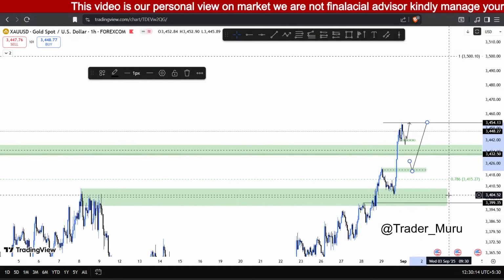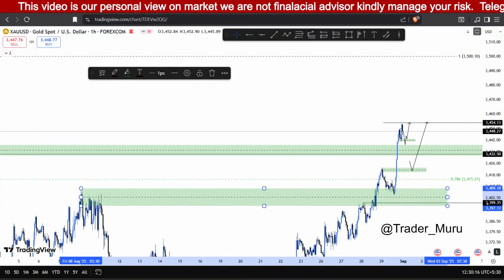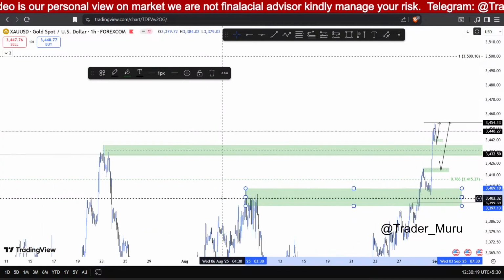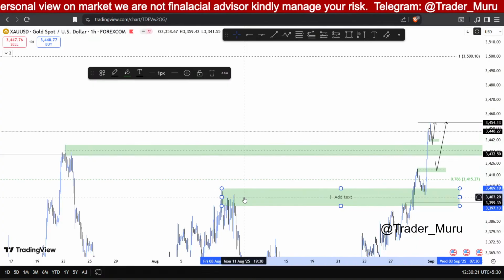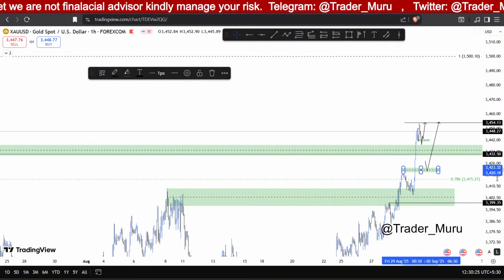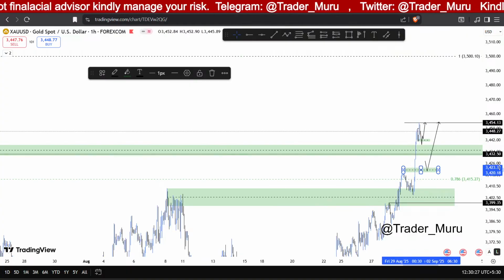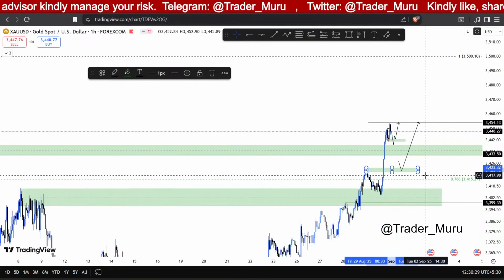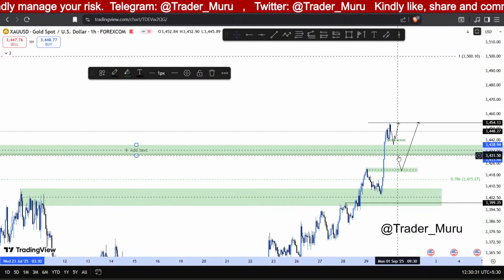We have this psychological level of 3400, which was the previous level, and we have the psychological level of 3425, which is the nearest level of this 4-hour time frame, and this 3431 area.